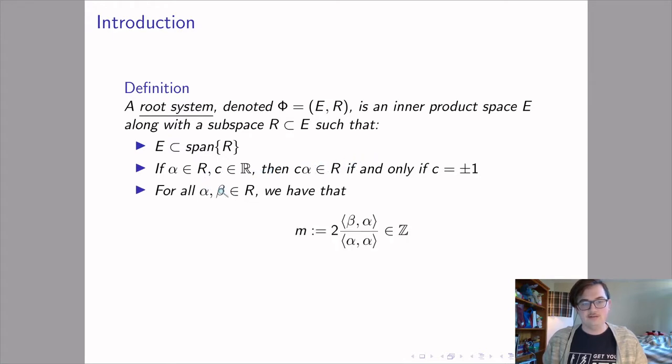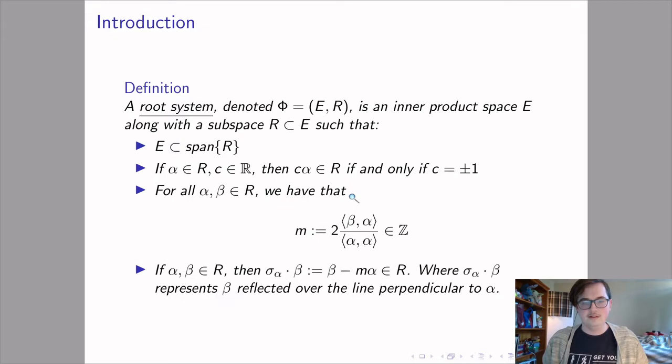And this third condition, for any two roots, we have that there's this integer quantity. Here the angle brackets denote the inner product. So 2 times <beta, alpha> over <alpha, alpha> is going to be an integer quantity. Alternatively, you could define this without the 2 and say it's an integer or half integer quantity, but this is better. And here, based on that quantity m, if we have two roots alpha, beta in R, then sigma sub alpha of beta, which is going to be beta minus m times alpha, is going to stay in R.